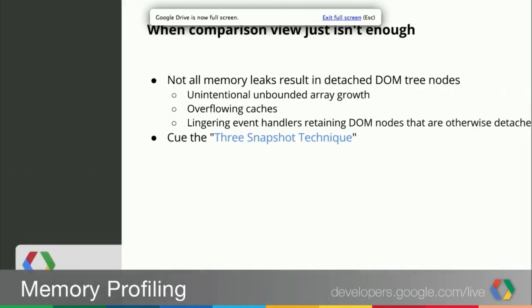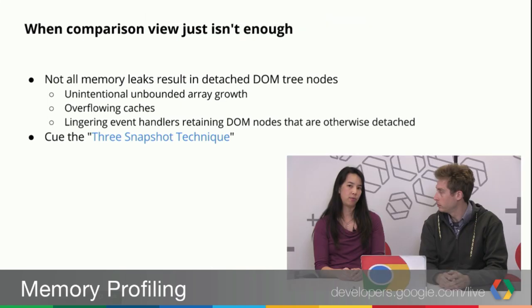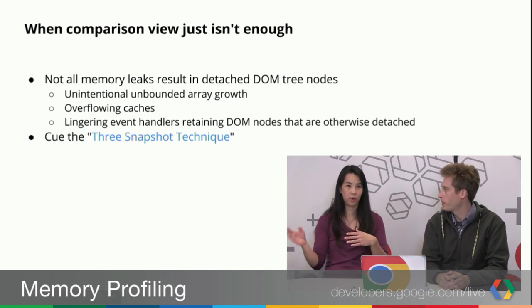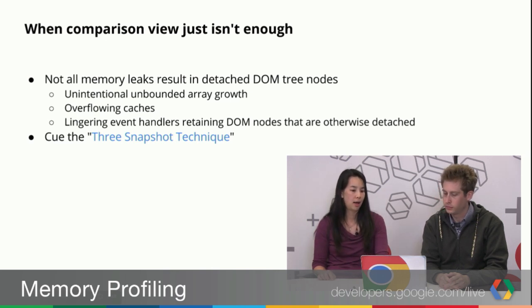Okay, so we presented when comparison view just isn't enough, and we showed that not all memory leaks result in detached DOM tree nodes. There are things like unintentional unbounded array growth, so you add things to an array to be processed later, and you forget that you need to clean it up at some point. So either you process it and you never dump it. These kinds of things can be caught with this 3 snapshot technique that I just presented.